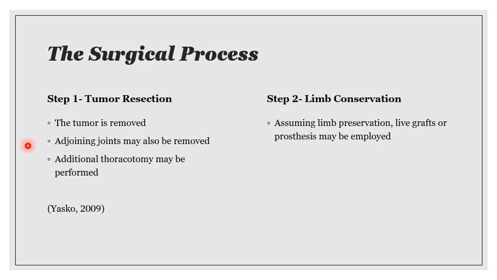If the tumor is adjacent to a joint, the whole joint can also be removed. An optional step in the tumor removal process is if the tumor has metastasized to the lungs. Thoracotomy, so cutting into the chest cavity, may be performed to get metastases out of the lungs. And then step two is limb conservation. If the limb is to be preserved, either live grafts or prosthesis may be employed.